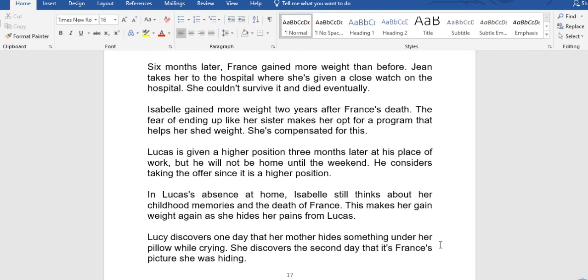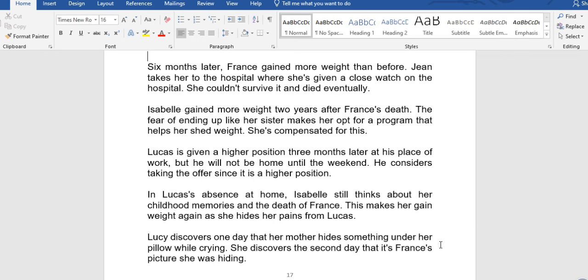Isabel gained more weight 2 years after Frank's death. The fear of ending up like her sister makes her opt for a program that helps her shed weight. She compensated for this, that is, for losing weight.